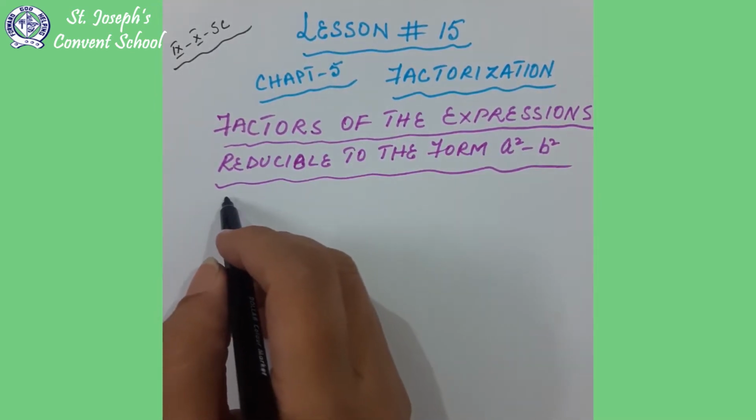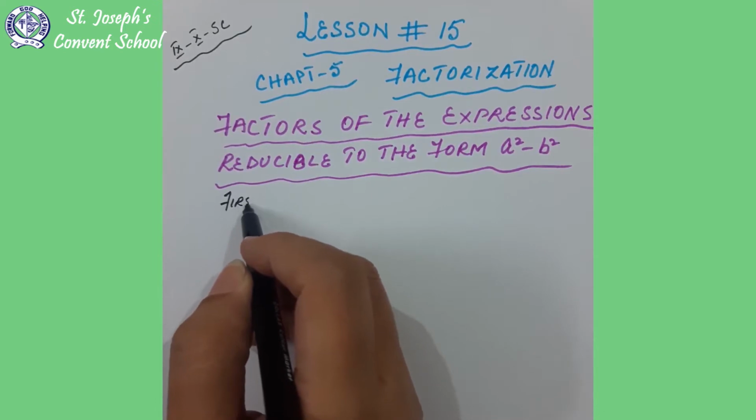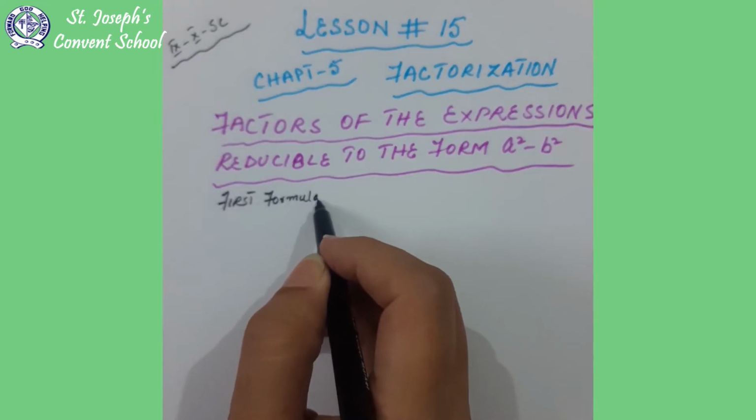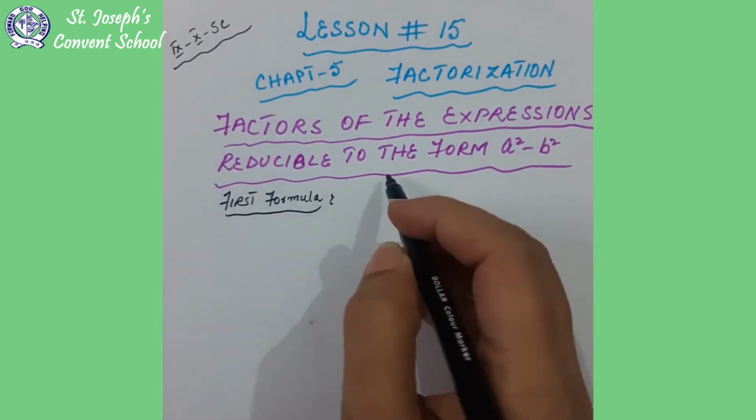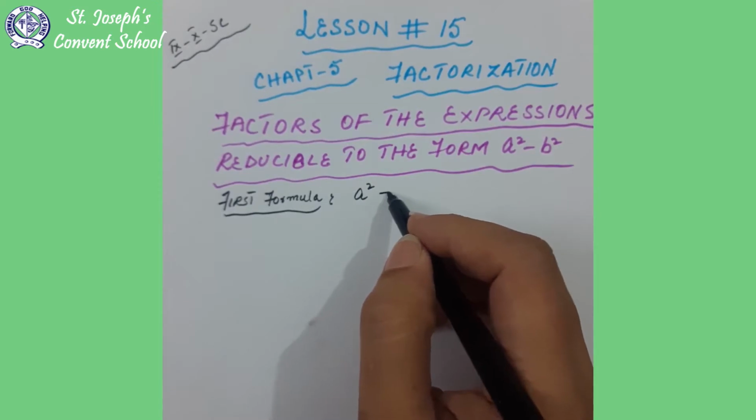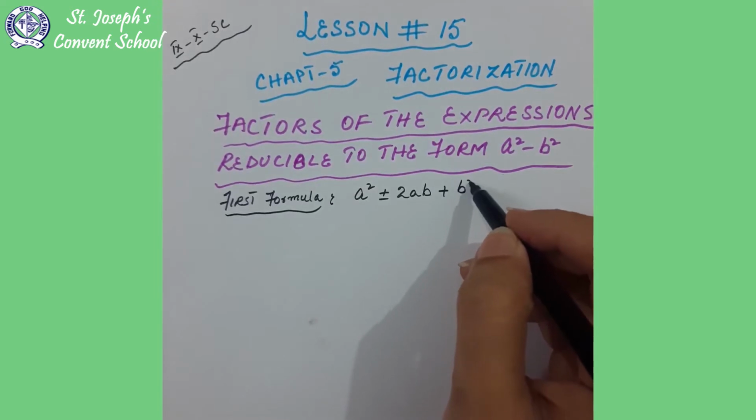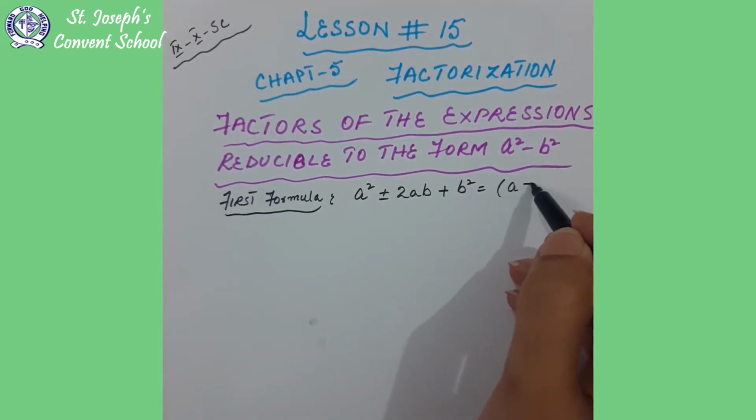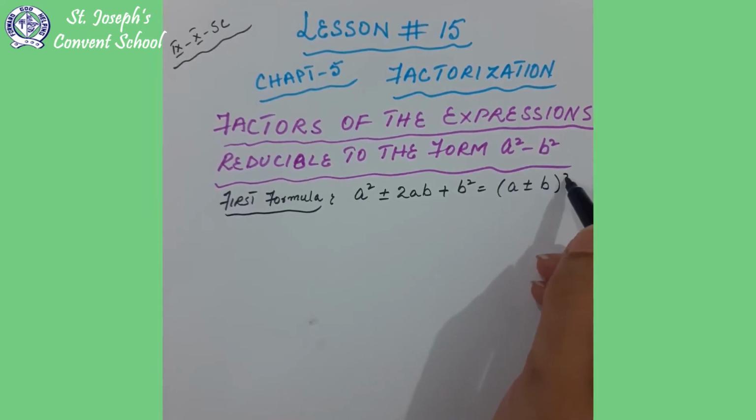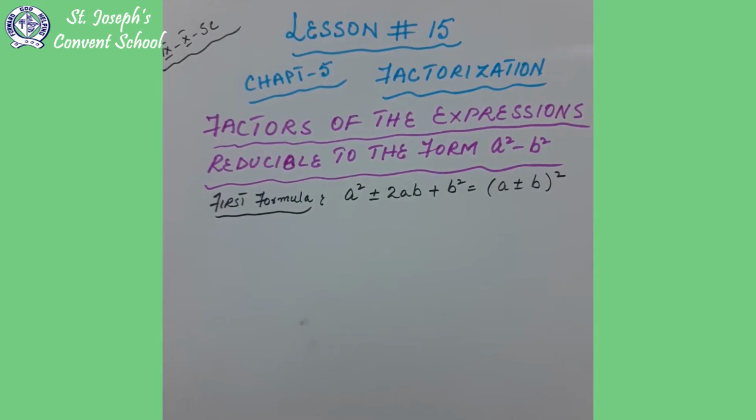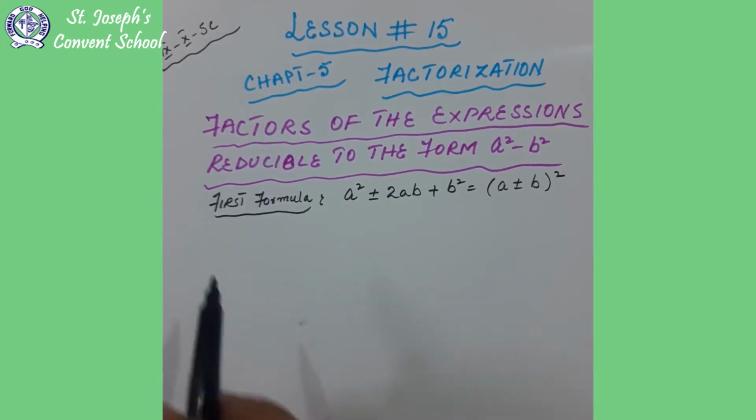Now the first formula which we are going to use, you already know these formulas. We will arrange the question according to this first formula: a square plus or minus 2ab plus b square equals a plus minus b the whole square. Plus minus sign means you can apply the same formula with a plus b the whole square and with a minus b the whole square. So both plus and minus formulas. According to the question you will apply the formula.